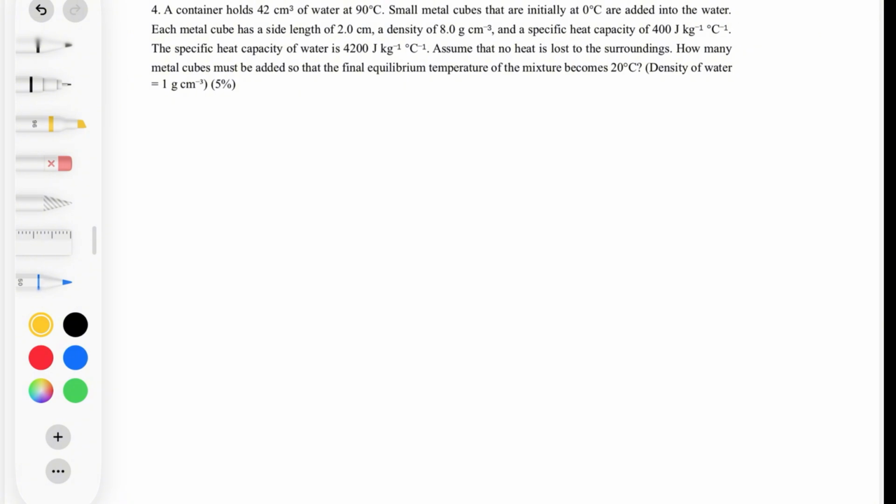The next question is about a container holding 42 cm cubed of water at 90 degrees Celsius. Metal cubes, initially at 0, are added into the water. Each metal cube has a given size and density, and a specific heat capacity of 400. Water is 4200. No heat loss to the surroundings. How many metal cubes? So it's important that it is asking how many metal cubes. The final temperature of the mixture becomes 20 degrees Celsius.